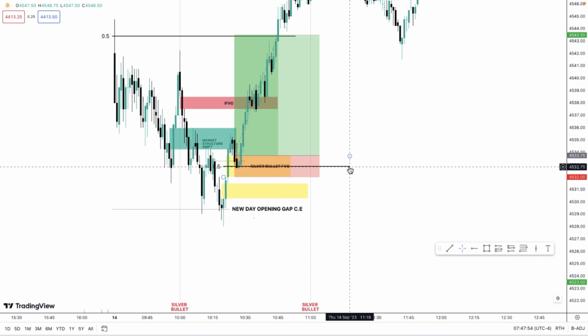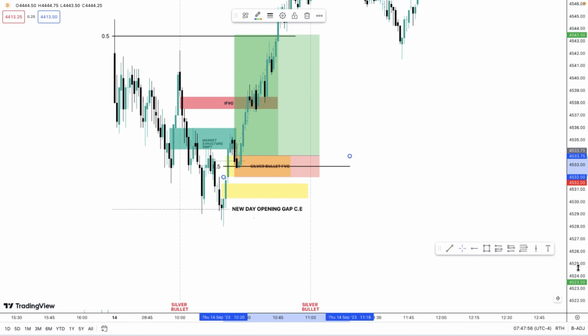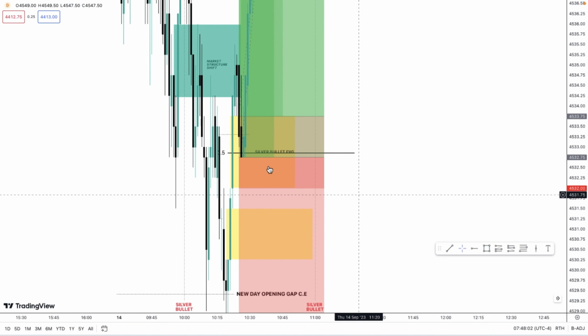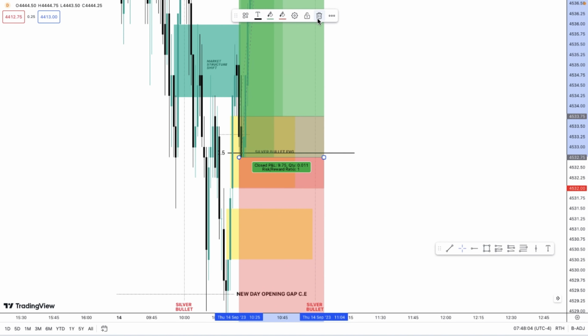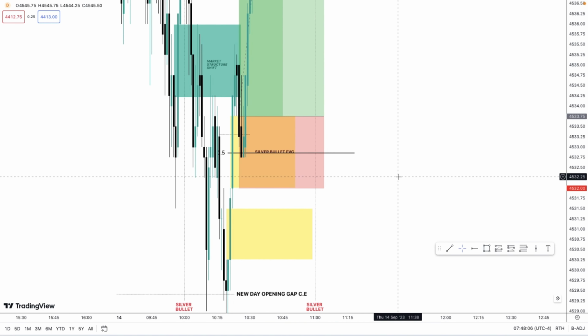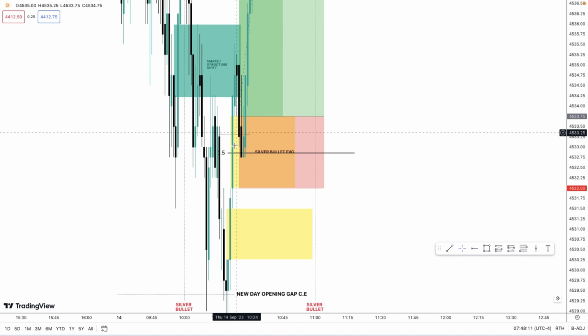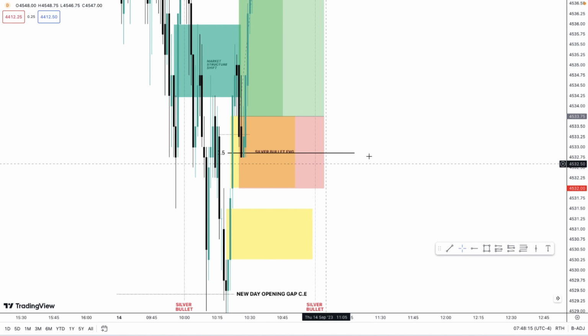So this is the line I just put now, this black one. So you can use this as an entry as well. And look at that, you can see how much of a sniper that is. You can use the midpoint, the consequent encroachment of the fair value gap that you saw that was formed between 10 a.m. and 11 a.m.